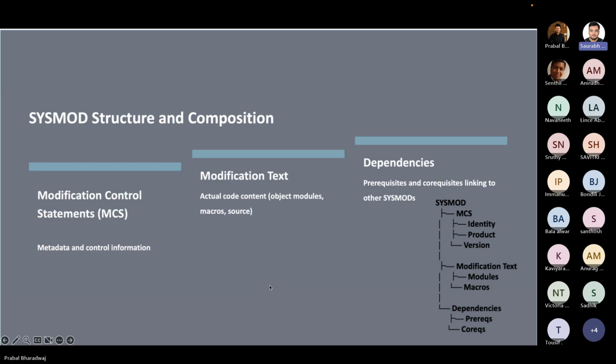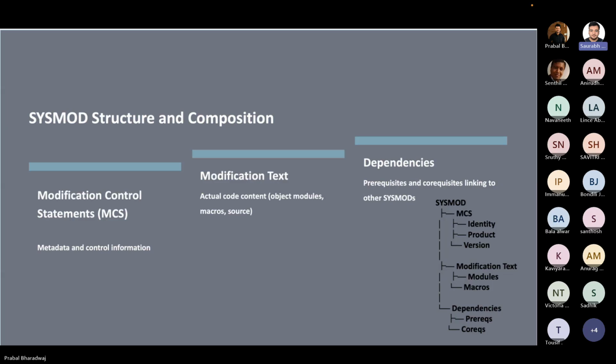So one part is modification control statements, that is MCS. This sysmod tells SMP what it is and how to handle it. For example, we have seen the mod ID, the PTF number, the type, which IMS the PTF applies to, and which FMID it applies to. All these things come under the modification control statements.